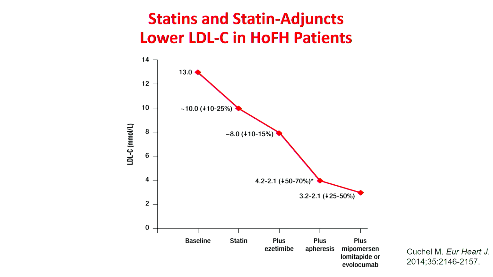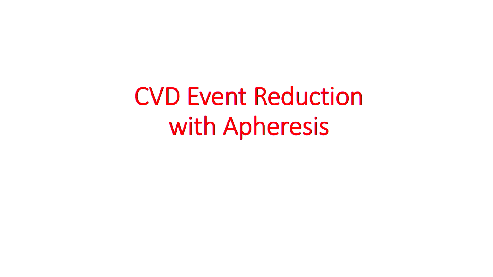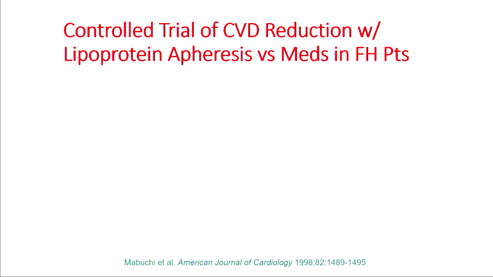This slide shows that you can take someone who has homozygous FH, with sky-high LDL levels to begin with, and given all that we have access to in 2019, if you start that statin that the cholesterol treatment trialists have taught us about, and ezetimibe, and now a PCSK9 inhibitor plus apheresis, you can actually get a HoFH patient down to very reasonable LDL levels. And this is going to improve cardiovascular risk and protect against cardiovascular events.